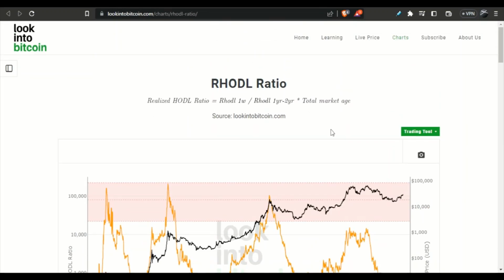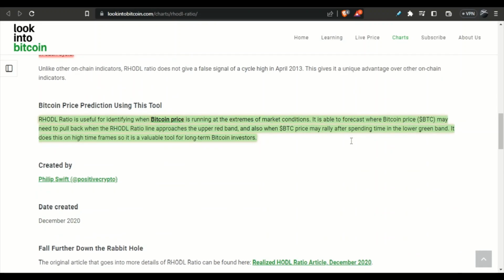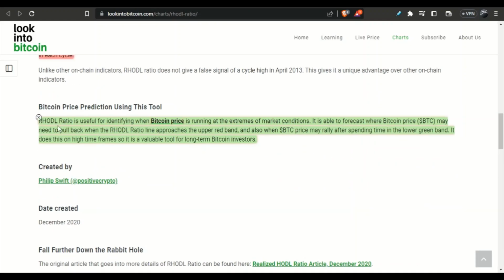Of course, it's an equation, but let's check what the RHODL ratio does. The RHODL ratio is useful for identifying when Bitcoin price is running at the extremes of the market conditions. So it identifies the extreme lows and the extreme highs. It is able to forecast where Bitcoin price may need to pull back when the RHODL ratio line approaches the upper red band, and also when BTC price may rally after spending time in the lower green band. It does this on high time frames, so it's a valuable tool for long-term Bitcoin investors.